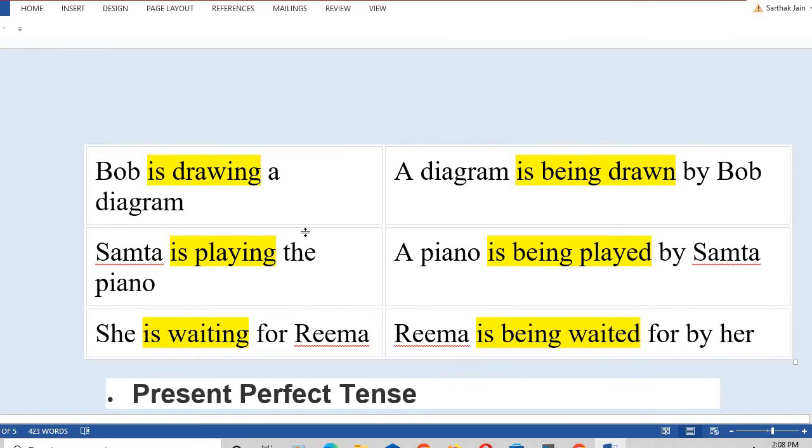You can see the other sentences also. Bob is drawing a diagram. A diagram is being drawn by Bob. Once you understand the structure, what is the structure of the passive? Object of the active becomes the subject, then the helping verb according to the tense and according to the number of the subject, then being, then the third form, and then by, and then the object. In all the sentences you can see it like this. The structure is the same and the helping verbs are the same. Why? Because all the subjects of the passive are in singular form.